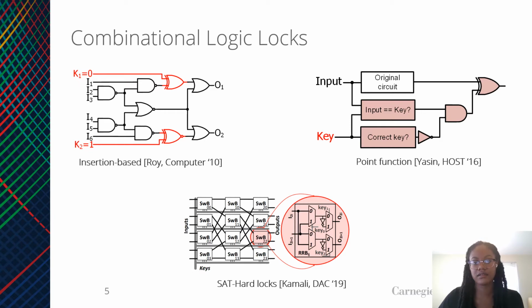Another method of reducing the effectiveness of attacks is by inserting structures that are difficult for SAT solvers to represent. And this is done because SAT solvers are the basis for many logic locking attacks. And so, for example, LUT-lock inserts key-controlled lookup tables into a design in the place of existing gates. And then Full-Lock, shown here, inserts a key-controlled network of switch boxes into a design.